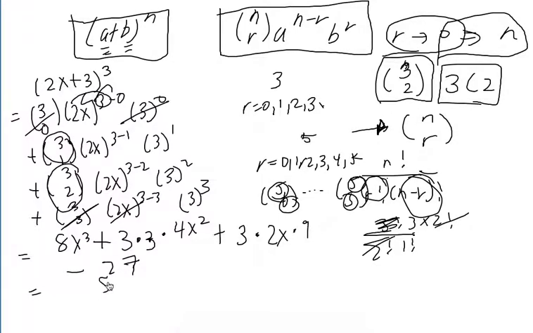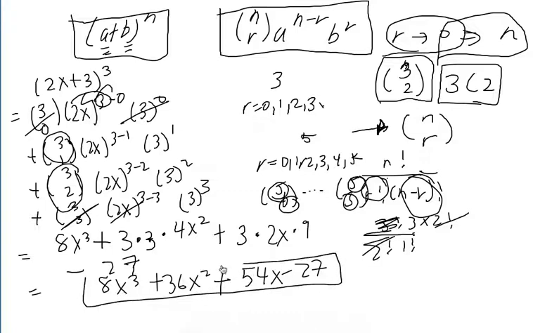So to simplify this, we have 8x cubed plus 4 times 3, which is 12, so 36x squared, plus 6 times 9, 54x, minus 27. And that's going to be our final simplified expansion of (2x + 3) to the third power.